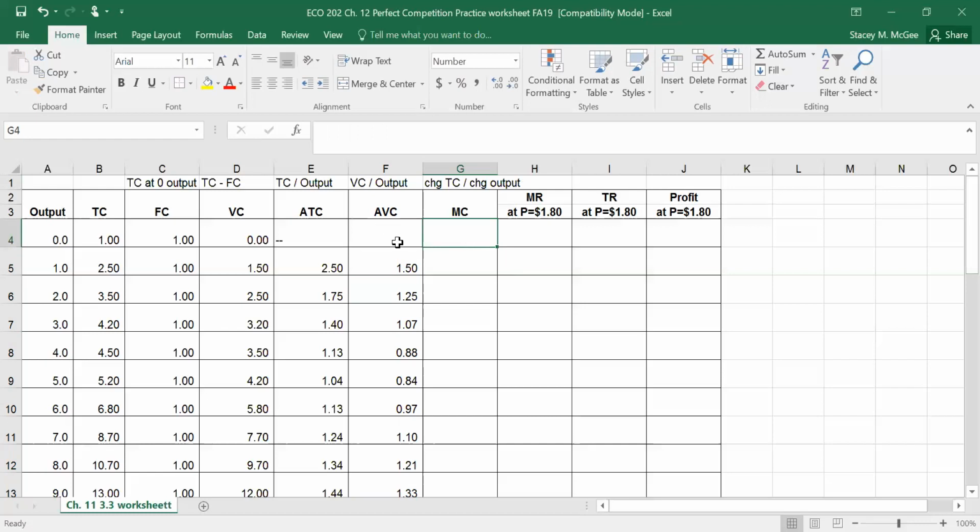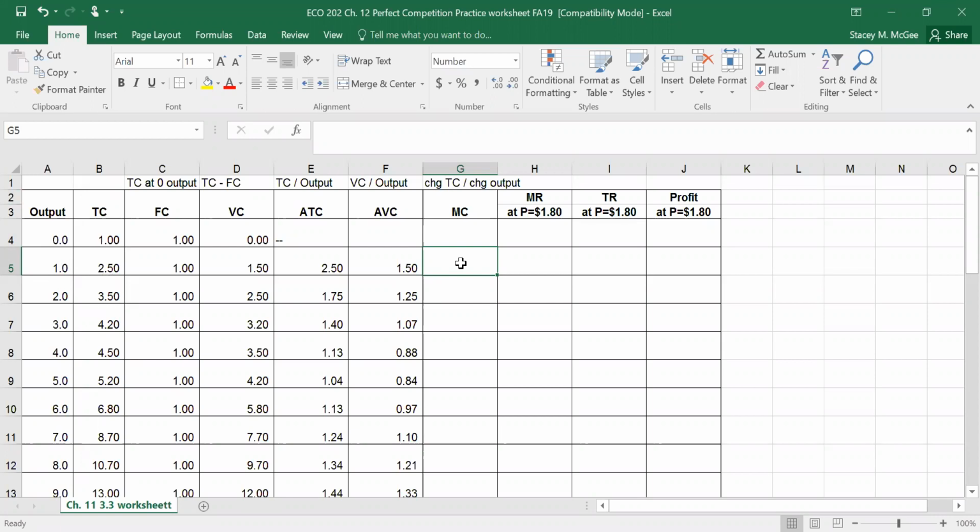So how much did my total cost go up? When I went from 0 to 1, how much did my total cost go up? What I'm really just going to do is subtract this number from the one before it, this number from the one before it. Really you'd be dividing by this change too, but since that's going up by 1, I'm just going to skip that one.